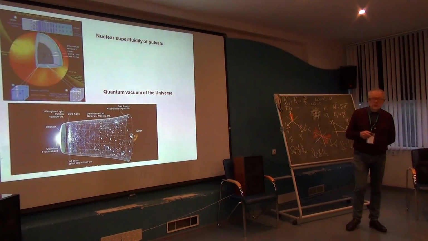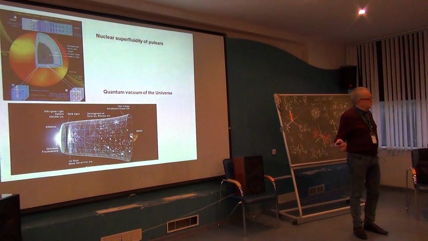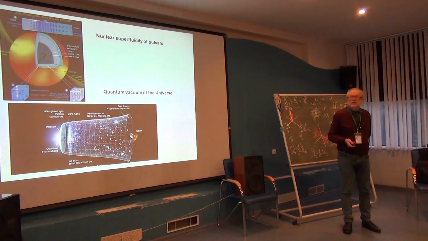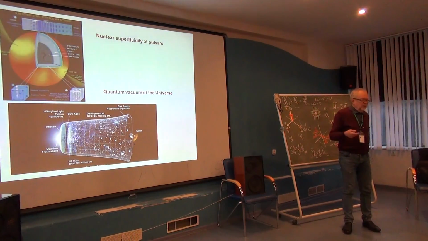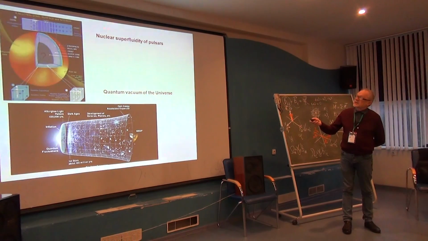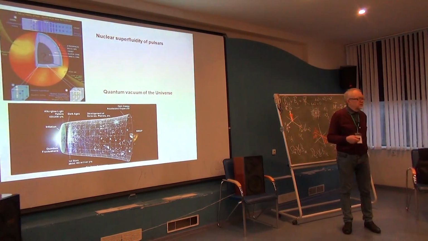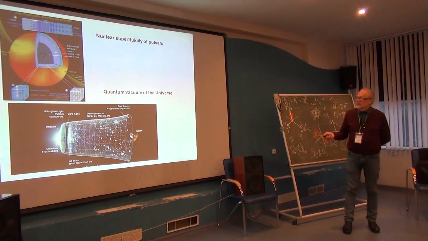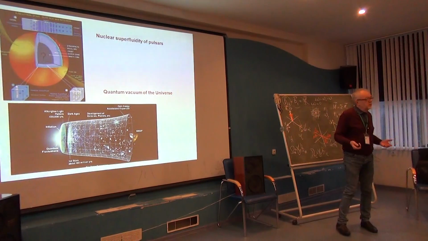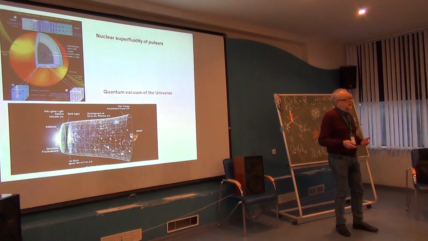So there is not only this example of superfluid, or quantum condensed matter. There is also quantum condensed matter in nuclear superfluidity in pulsars, neutron stars, and also the universe, our vacuum, is considered as a quantum state.